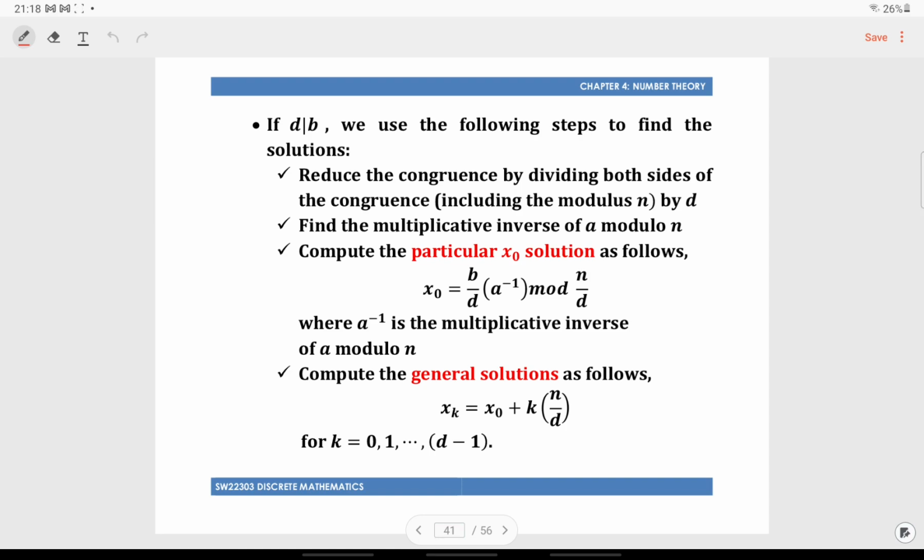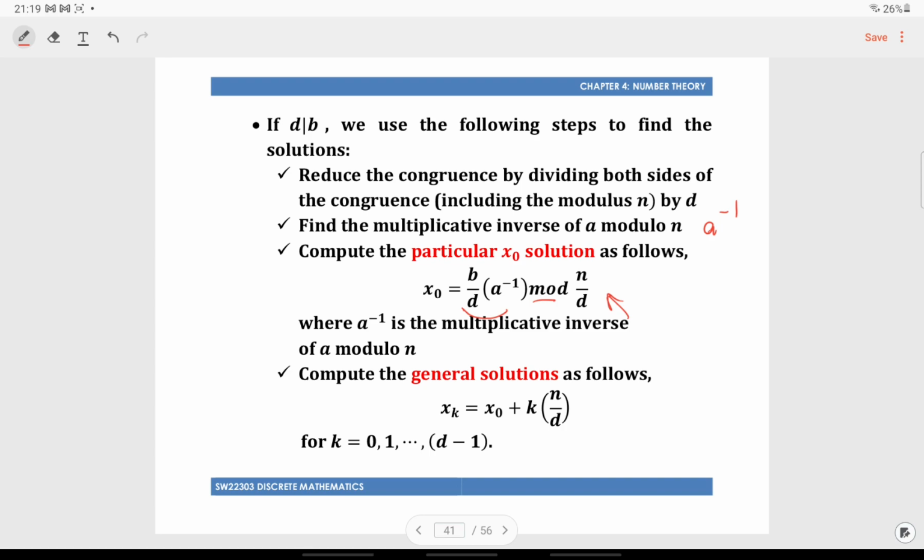Compute the particular solution x0 as follows. Once we obtain the multiplicative inverse of A modulo N, that means A to the power of -1, we can find the particular solution. The particular solution can be simply computed like this: x0 equal to B over D multiplied with the multiplicative inverse of A mod N. Then this product, we need to reduce mod N over D. So you need to do the modulo reduction to make sure the outcome belongs to Z_{N/D}. That one is for the particular solution.